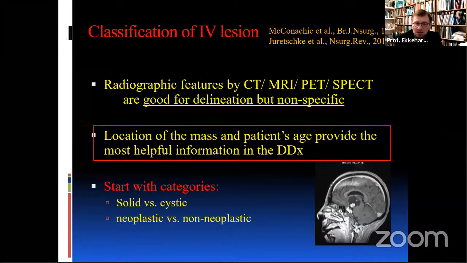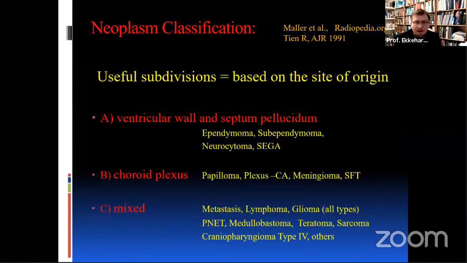I start with classification of an intraventricular lesion by using all imaging modalities on the market. They are good for delineation, but they're not specific for pathology. Really, location of the mass and the patient's age puts the best context and gives you the information for a differential diagnosis. If you haven't done this before, start with categories. Is this solid versus cystic, which will help you in making decisions about how to manage this? And could it also be non-neoplastic, because there are parasites occurring in the ventricle that look rather similar?